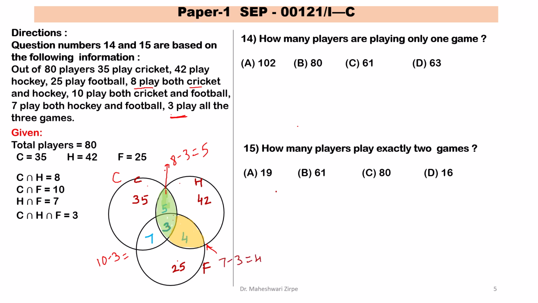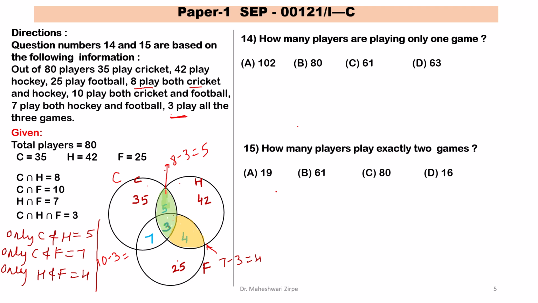Followed? So let us write the games which are played by only 2. Only cricket and hockey is played by 5 players. Similarly, only cricket and football is played by 7 players, and only football and hockey is played by 4 players. Okay, so this is the indication about only 2 games.